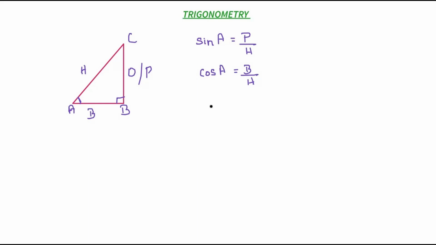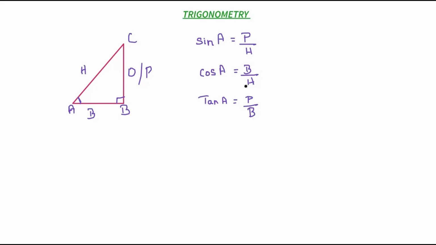Easy. Now let's see the third one, which is the tan. Tan A. What is tan A? Tan A is nothing but, we will not take a hypotenuse here, we will take perpendicular by hypotenuse. Sorry, perpendicular by base. Pretty easy. You can just remember this. Sine A is nothing but perpendicular by hypotenuse. Cos A is base by hypotenuse. Tan A is perpendicular by base.